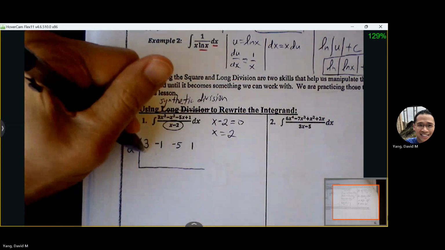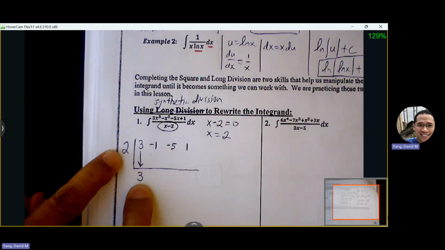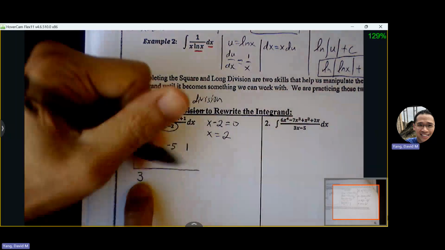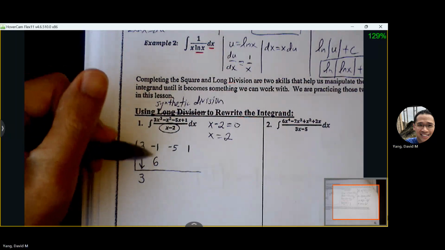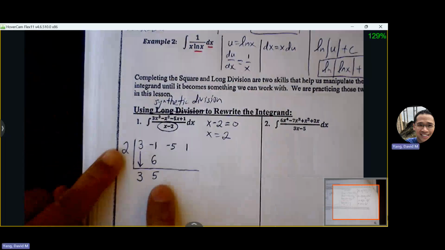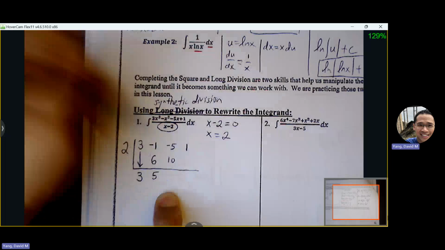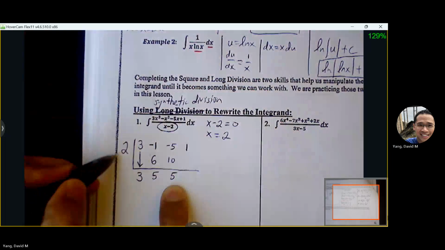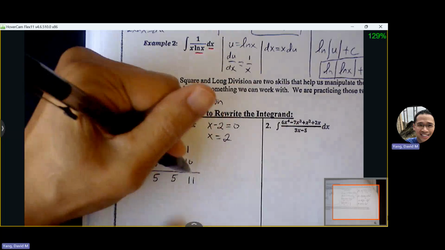Okay, next step. You're going to drag the first number below the line. Next up, multiply. 2 times 3 is 6. Put that number in that second row above the horizontal line, and then you're going to add. -1 plus 6 is 5. Okay. Repeat the process. 2 times 5, 10. Add 5. Multiply 10. Add 11. Okay.